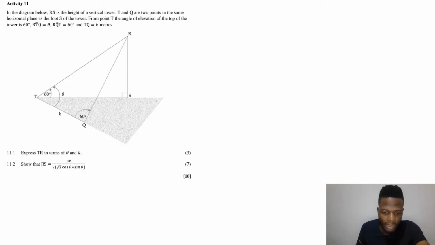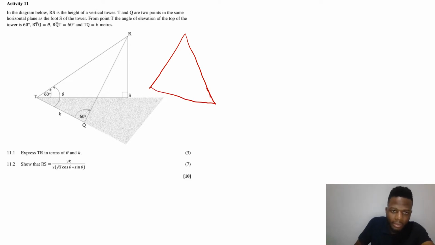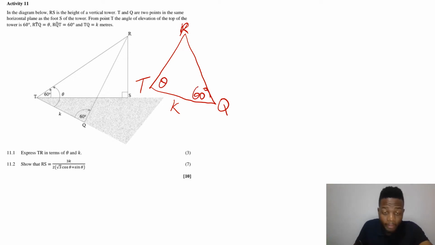So before I answer this question, we must first check the triangle that has theta and K. If you can check here, the triangle that has theta and K is triangle TRQ. Let me come and construct it nicely here. We're having triangle TR, and then here it's Q. We're given K, and then here we're given 60 degrees, then here we're given theta. We are looking for this one, TR.